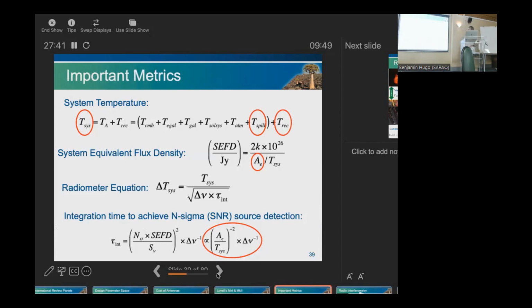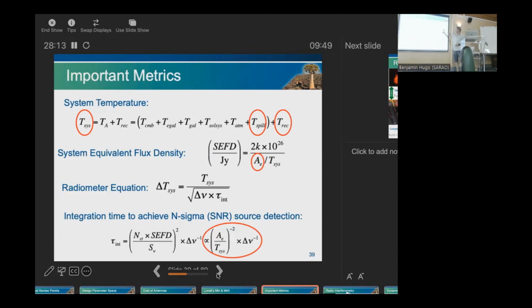Other important metrics, looking on the performance side: one of the things is how sensitive the telescope is. T-sys is a measure of how much noise your telescope makes, and you want that to be as low as possible. The effective aperture is how big your antenna is. With T-sys, there's a whole lot you can do nothing about, because it's the galaxy, the cosmic microwave background, the fact that the sun's up in the sky. You can't turn them off. The only thing you can do is make your receiver better and make your antenna better.